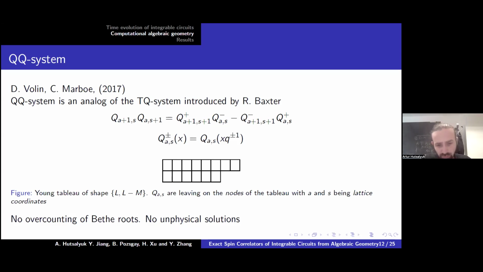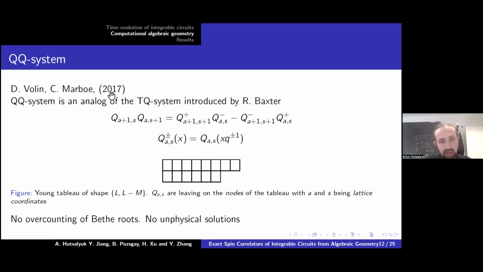they have a few problems. First of all, there is an open problem with overcounting of Bethe roots, and there is a very unpleasant problem with the presence of unphysical solutions. So when you obtain some formal solution of the Bethe equations, you need to have a good idea of which solutions are physical and which are not. And at some moment, Bethe equations were formulated by Baxter via the TQ system.